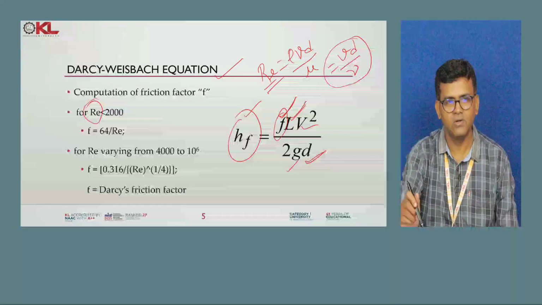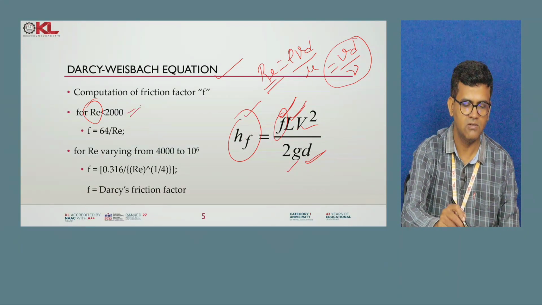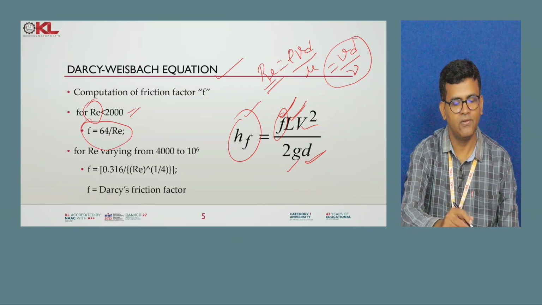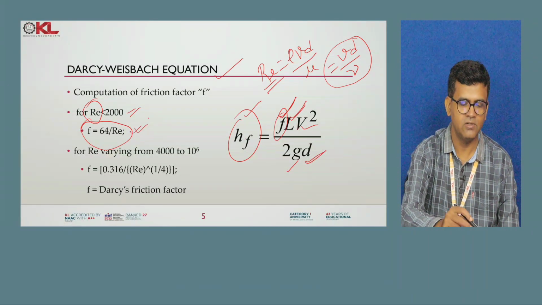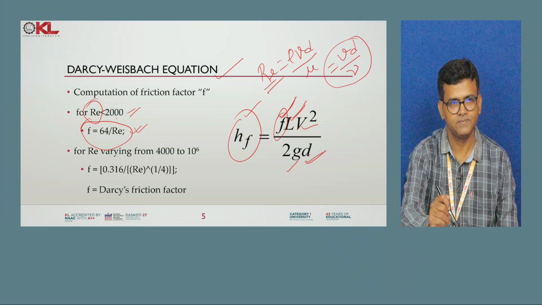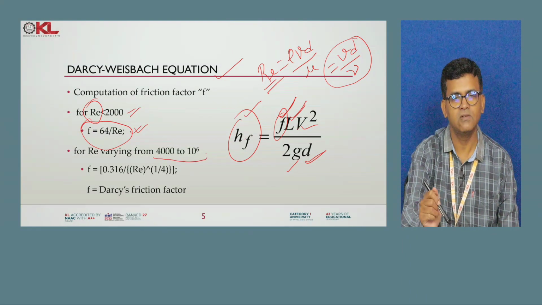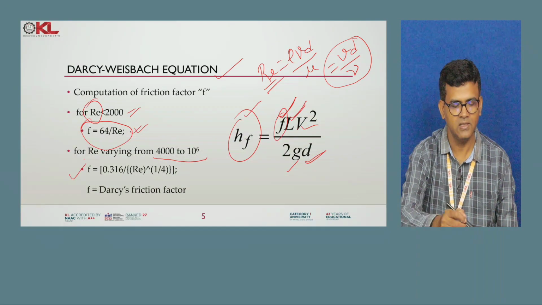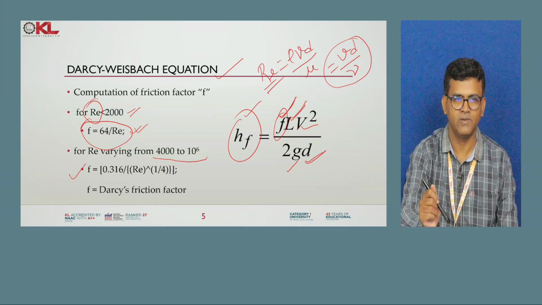After computing the Reynolds number, if the Reynolds number is less than 2000, then we can use the formula f equal to 64 upon Reynolds number. This formula is used only when the Reynolds number is less than 2000. When the Reynolds number is in between 4000 and 10 to the power 6, we can use this formula for getting the friction factor value: f equal to 0.316 divided by Reynolds number to the power 1 by 4.